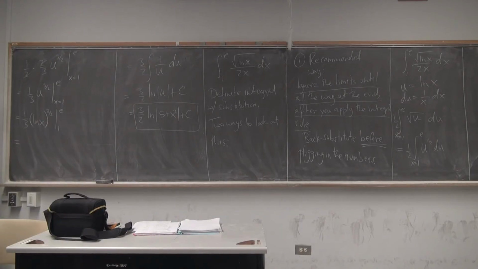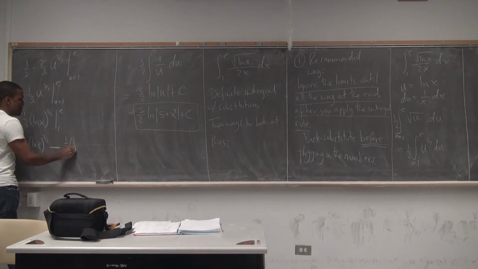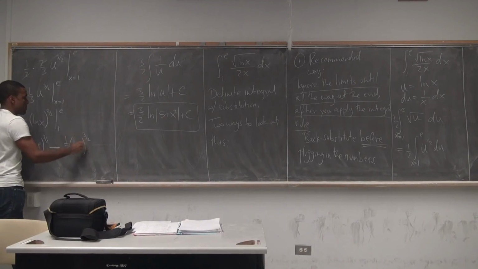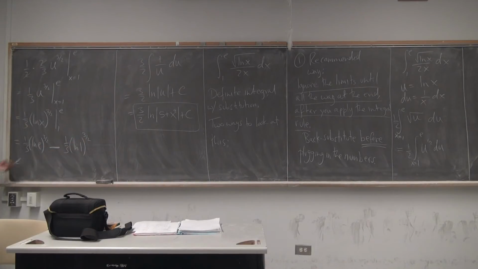And then I apply the fundamental theorem of calculus here. So I take the e, plug in here first. Minus, take the 1 and plug into here. ln of e is what? It's 1. ln of e is 1. So this just becomes a third. ln of 1 is 0. So the answer is 1 over 2.